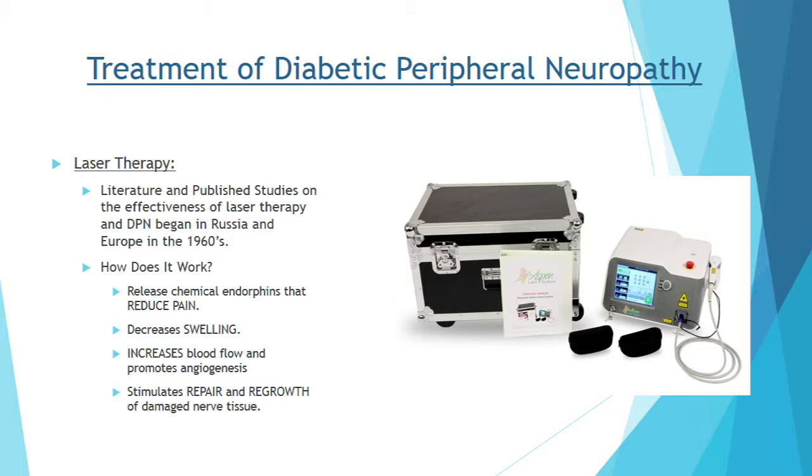So how does it work? It releases chemical endorphins that reduce pain. It decreases swelling. It increases blood flow and promotes angiogenesis. And it helps stimulate the repair and regrowth of damaged nerve tissue. Now, in our practice, we utilize this quite a bit to help with diabetic nerve pain. And I tell you, while the literature and studies do need to be improved, the effects that we're seeing with our patients is nothing short of remarkable.